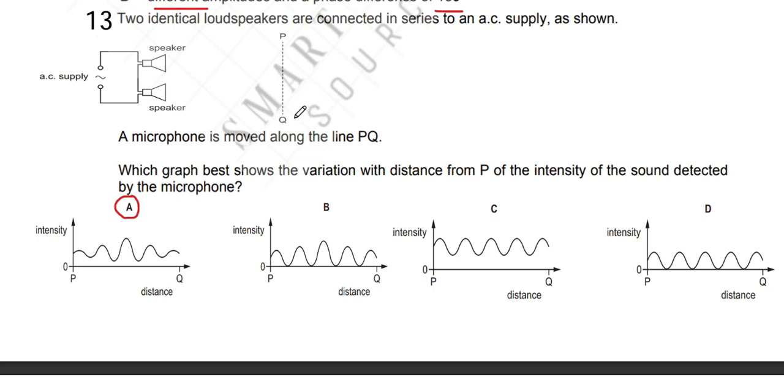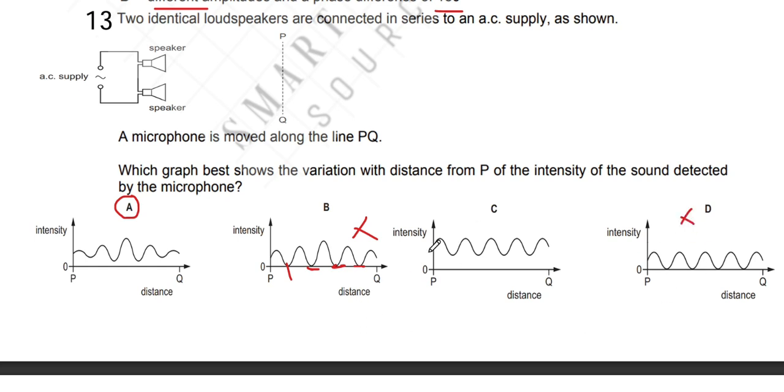So the microphone is moved from P to Q, and what patterns should be observed? Now remember, the intensity at the dark fringe of destructive interference never falls to zero. In B, you can see it touched the zero line, the x-axis. Intensity is zero at that point. No, it's not possible. And D is also the same thing, not possible.